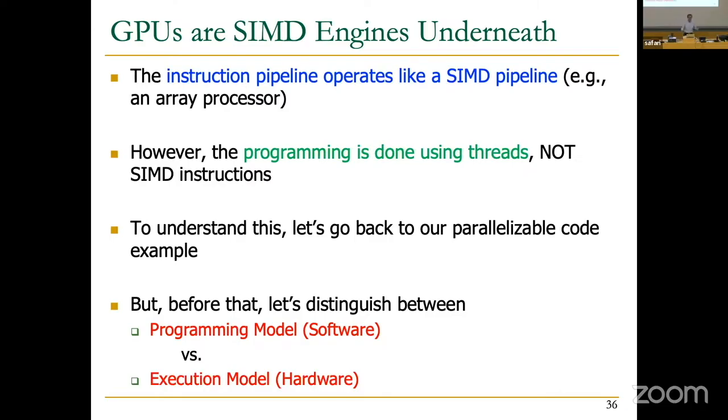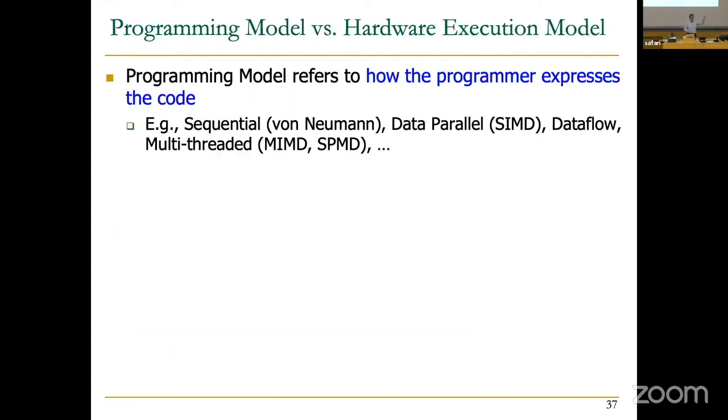And we've seen examples of this, right? You can have a von Neumann-based scalar ISA programming model, sequential code, and you can execute it data parallel, right? We converted the von Neumann program to a SIMD program in the earlier lecture. Data flow, we've discussed this. And multi-threaded, you break things into threads.